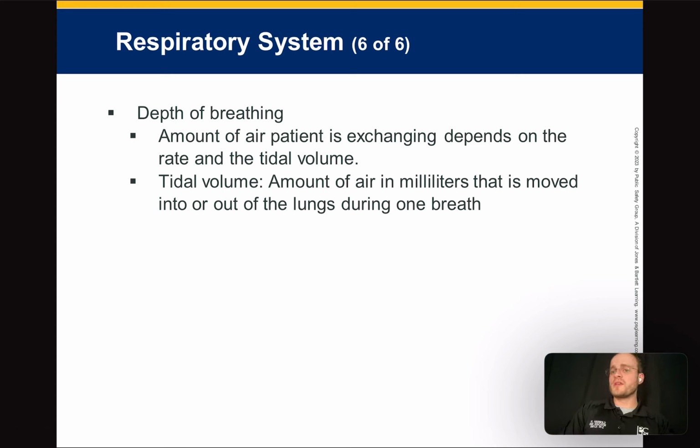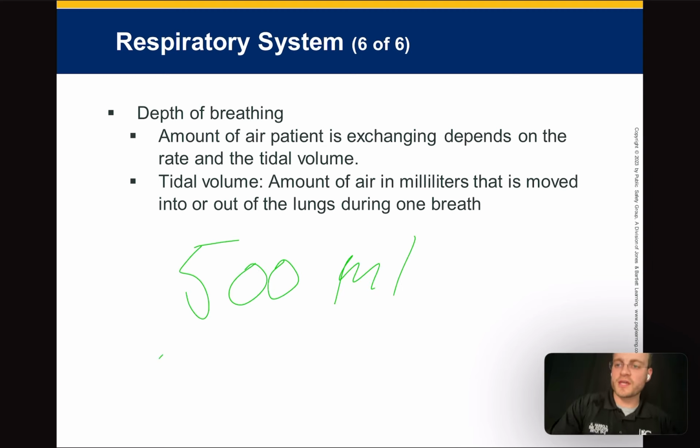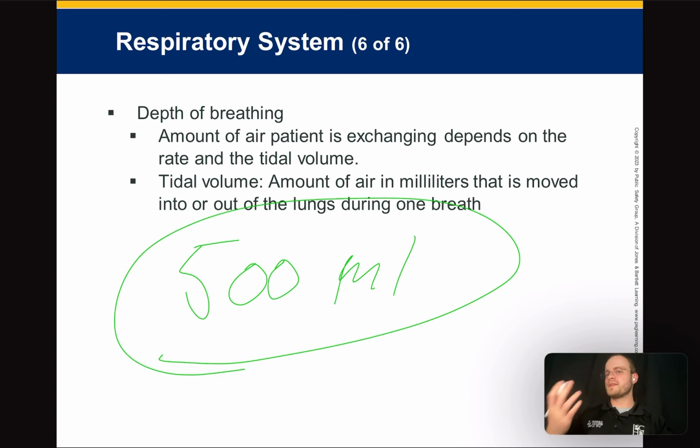So the depth of their breathing, each breath in and out, is something that we call tidal volume, T-I-D-A-L, like a tidal wave, that is moved in and out of the breath with one single breath, okay? So this is the normal amount of air that's coming in and out. In adults it's around 500 milliliters, give or take, okay? And so this is tidal volume.